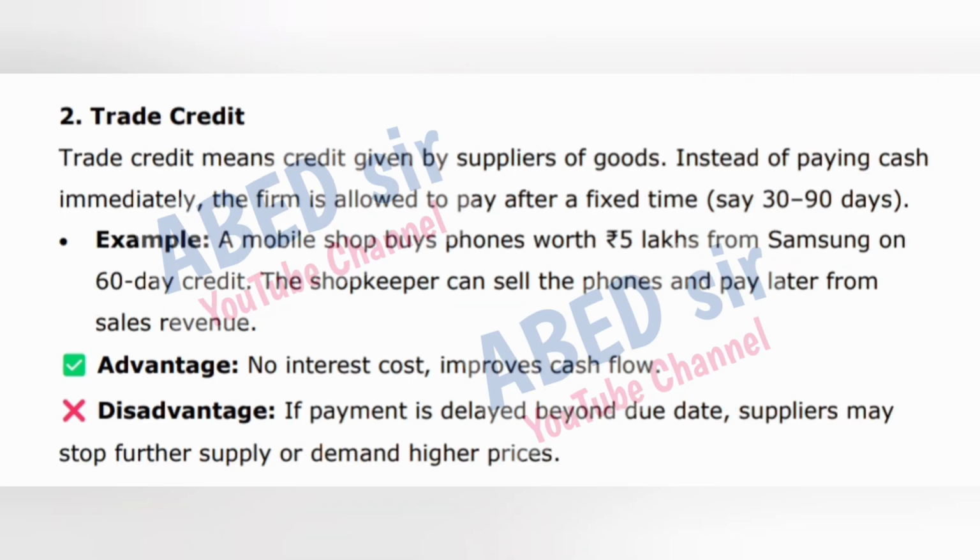2. Trade credit. Trade credit means credit given by suppliers of goods. Instead of paying cash immediately, the firm is allowed to pay after a fixed time, say 30 to 90 days. Example, a mobile shop buys phones worth 5 lakh rupees from Samsung on 60-day credit. The shopkeeper can sell the phones and pay later from sales revenue. Advantage: no interest cost, improves cash flow. Disadvantage: if payment is delayed beyond the due date, suppliers may stop further supply or demand higher prices.